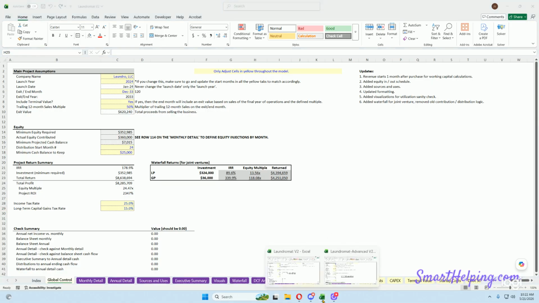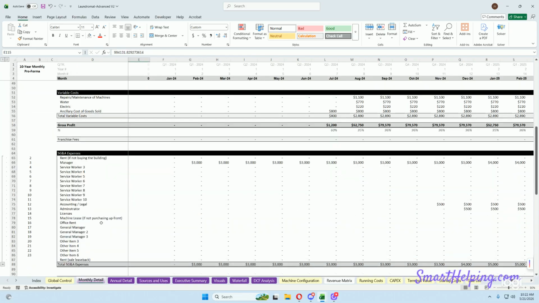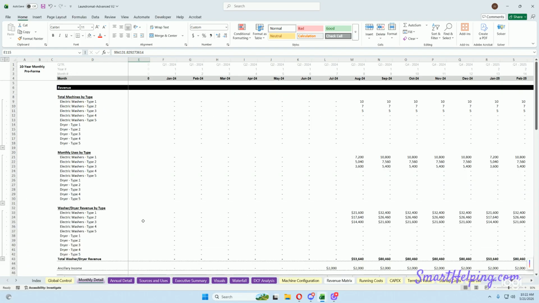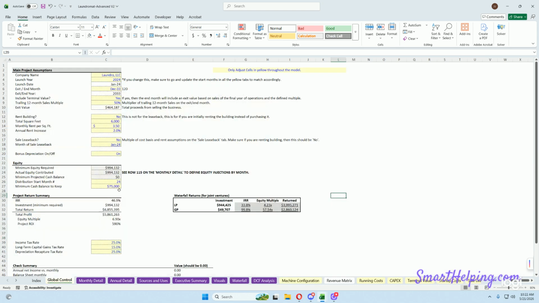Now the advanced version, same thing. We have sources and uses. We have the equity schedule. The only difference with this is you've got all these options for advanced sale leaseback logic.